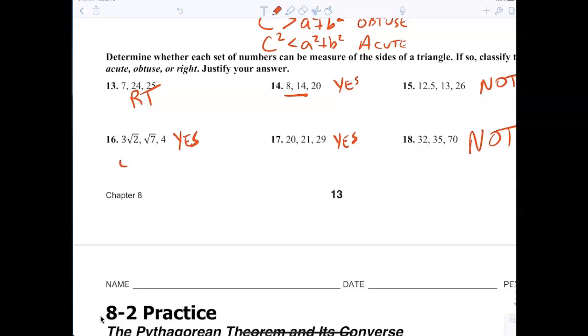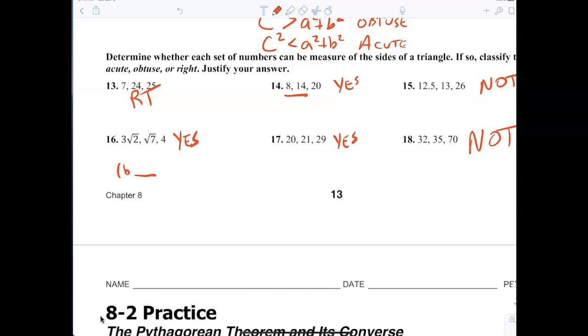So, what is the relationship between 4 squared and the others? Well, let's just do the mental math. Come on, guys. Put your eyes up on the board. What is 4 squared? 16. Okay, so I'm comparing 16 to 3 radical 2 squared. What's 3 radical 2 squared? 9 radical 4? Stop. 18. Thank you. It's 18.